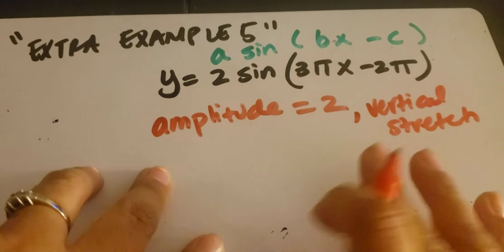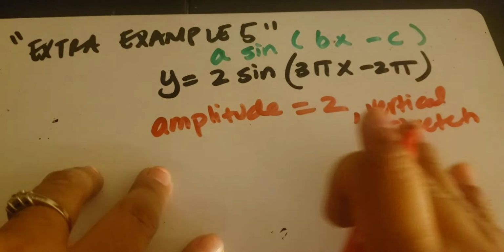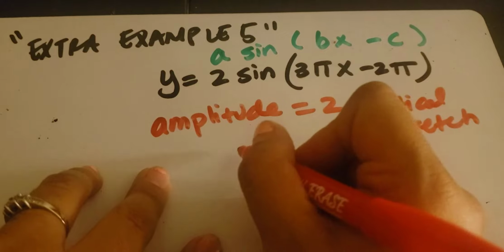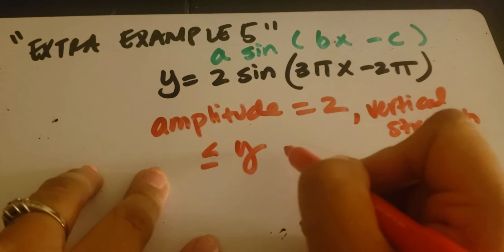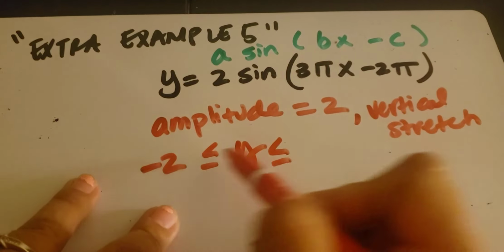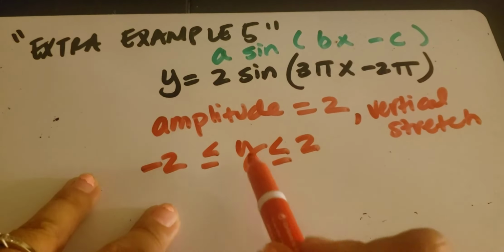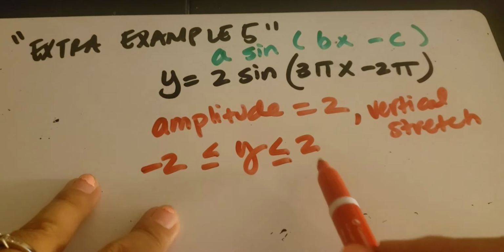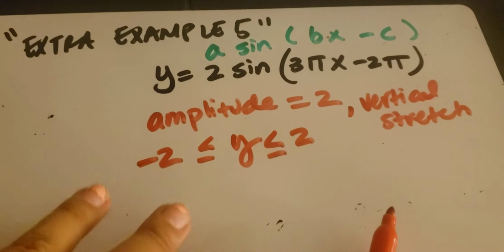They may or may not ask you this, but you know that your amplitude will identify vertical stretch or shrink. And remember, it also tells you your range. This will be minimum -2, maximum 2. So y is greater than or equal to -2 and less than or equal to 2. So again, these are all the things I should be able to tell.